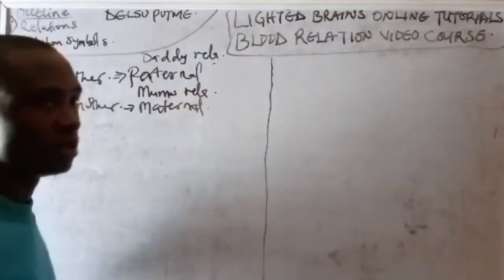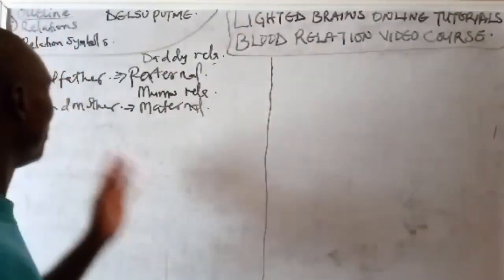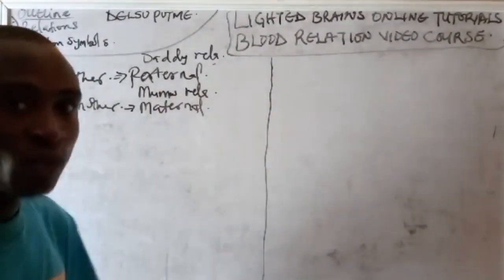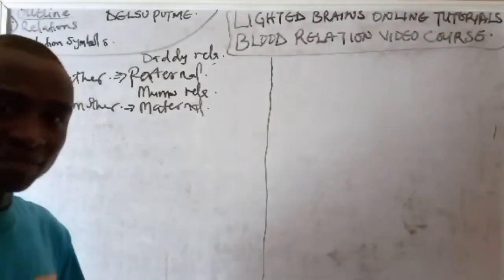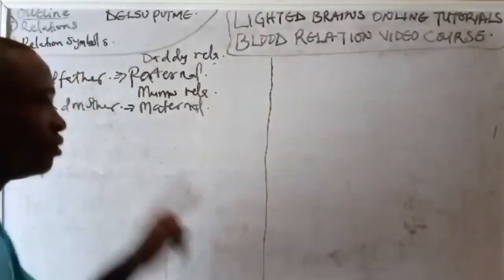It's maternal. Do you understand now? So your mom's dad and your mom's mom is your what? Maternal grandfather and your maternal grandmother. Do you understand now? So please note them.